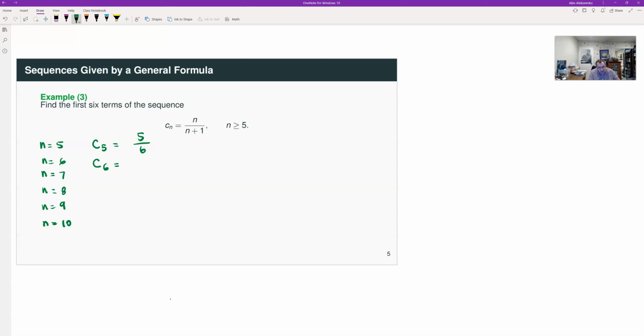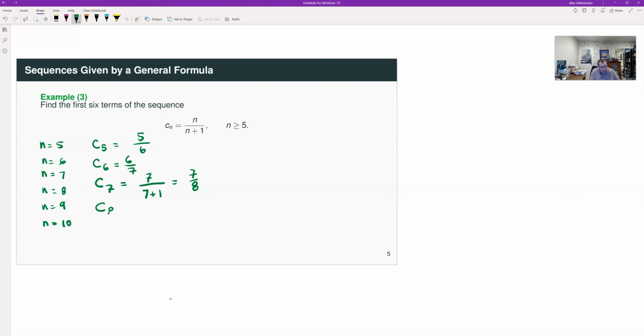So the second element of the sequence, C sub 6, is going to be 6 over 7. The next element of the sequence is C sub 7. And look what I'm doing. I will put n equals 7 into the formula. And I have 7 over 8.